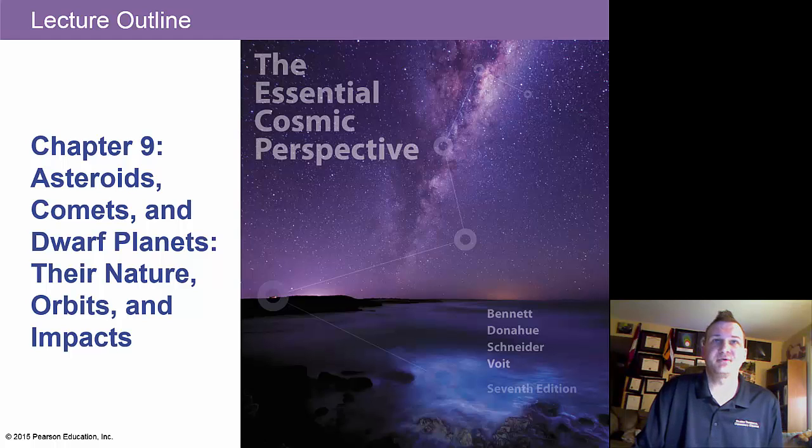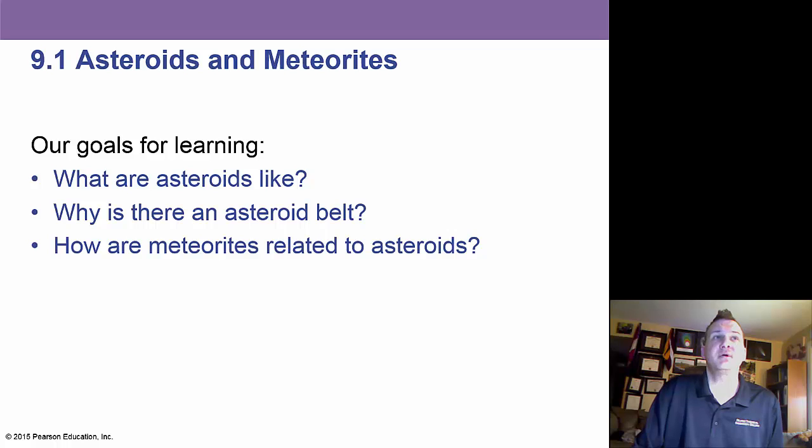Chapter 9 out of the Essential Cosmic Perspective book. This chapter is over asteroids, comets, and the dwarf planets, their nature, orbits, and impacts, the leftover stuff of the solar system formation. So we're going to talk about asteroids and meteorites first.